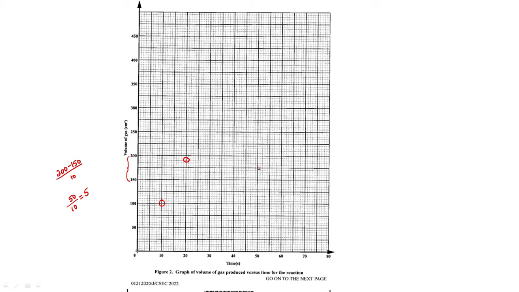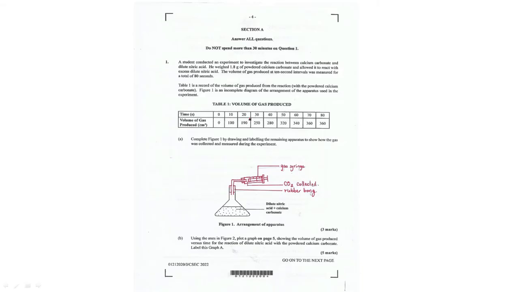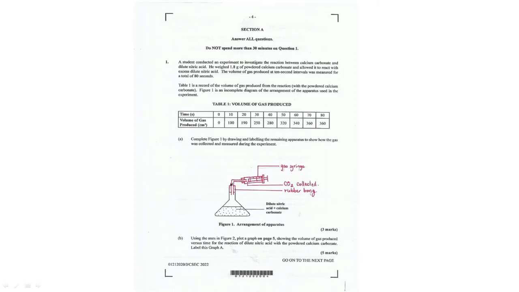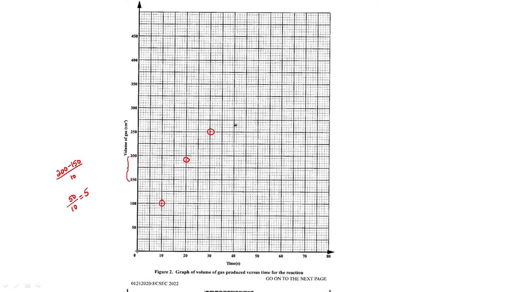Alright, so let's go back here. Let's see. When it's 30, it's 250, and when it's 40, it's 280. So let's go here. When it's 30, it's 250. So that's easy. 30, 250, and 40 is what? I forgot. 40 is 280. So we have here 260, 270, 280. So this is 280 right here.